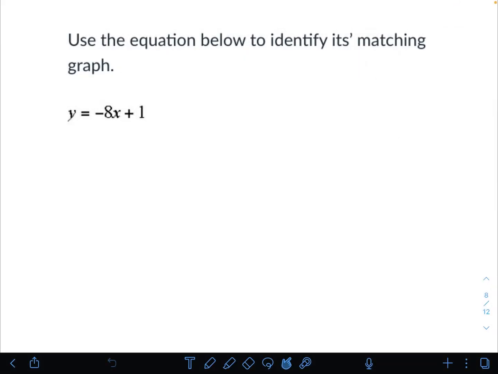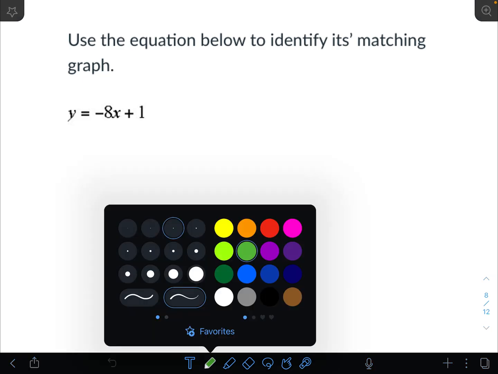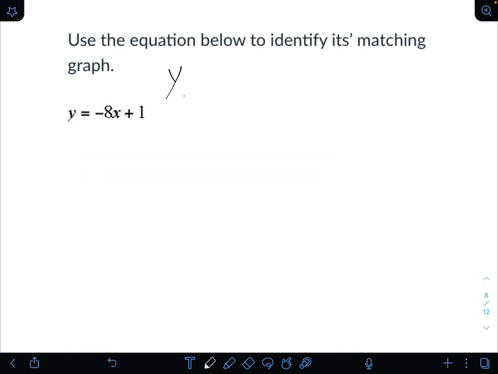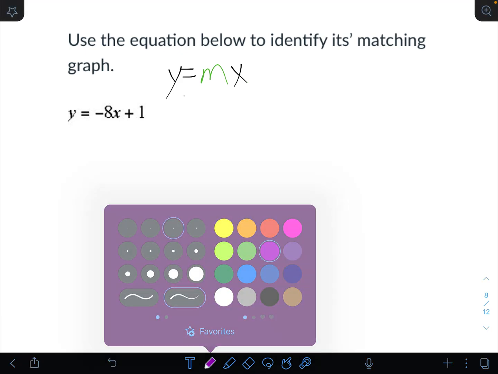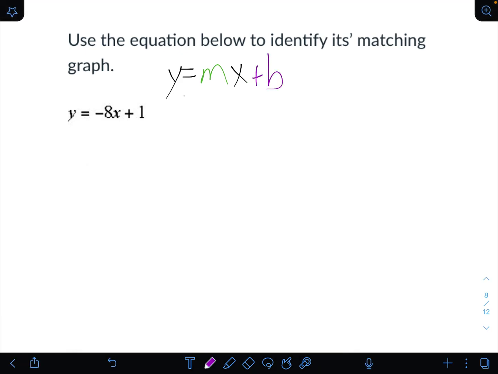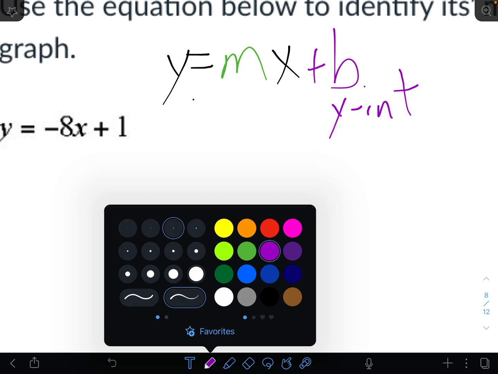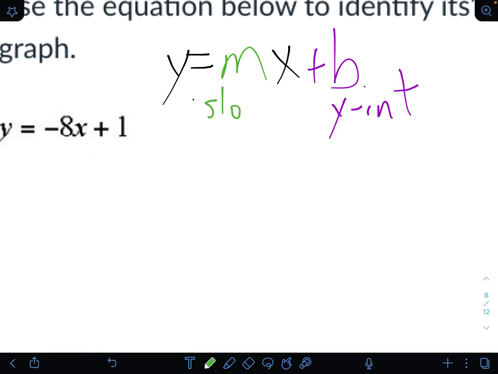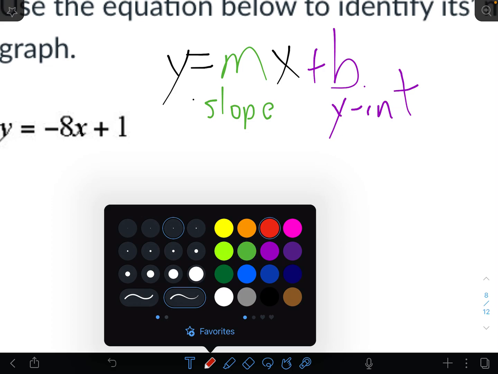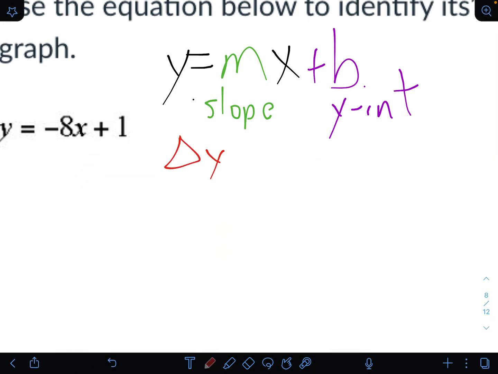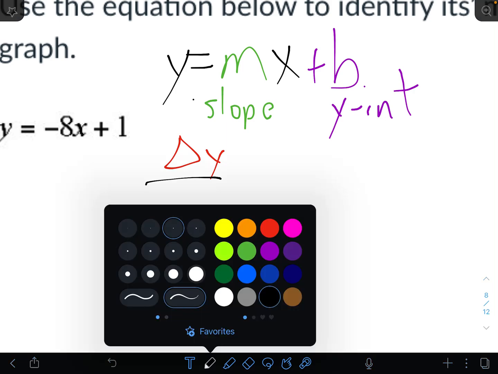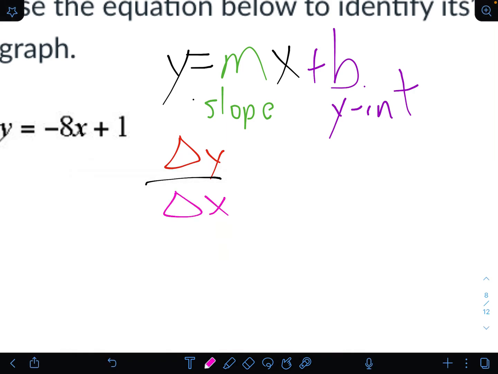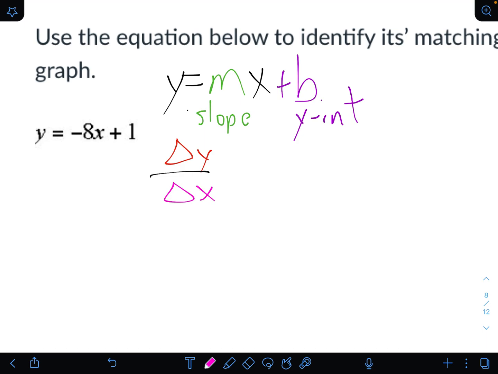All right, so let us talk about graphing. Okay, so now if you remember, the general form of the equation, a linear equation, is y equals mx plus b, where b is the y-intercept. This is going to be helpful. And then m is the slope. And we can break the slope down even more to that fraction of the change in your y divided by the change in your x. Okay? So let's take a look at this.